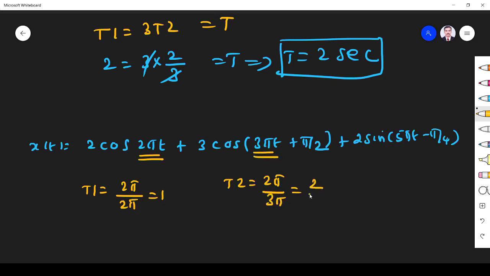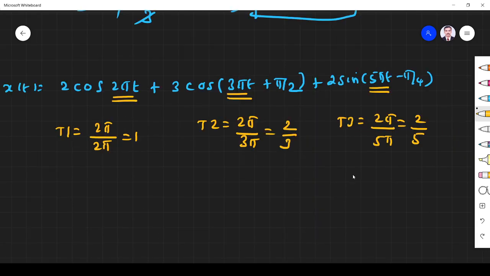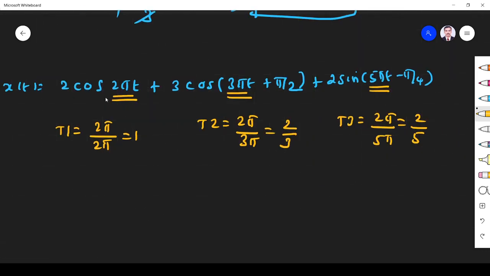So it is 2 by 3. Next T3, 2 pi by omega 3, which is 5 pi, that is 2 by 5. Now we have to find the ratio of integers. To check whether these three are periodic signals, find T1 by T2. T1 is 1, T2 is 2 by 3, so the ratio is 3 by 2. Yes, ratio of integers. So it will be okay.